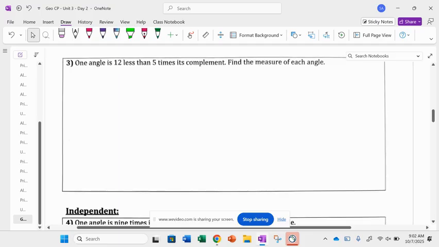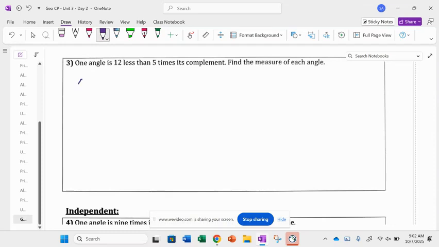All right, one angle is 12 less than 5 times its complement. Find the measure of each angle. So this only says complement. Since it only says complement, do I draw a straight angle or do I draw a right angle? A right angle, perfect. So you draw your right angle. And then after I draw the right angle, I split it into two. Does this say anything about a ratio? No. Since it does not say anything about a ratio, I call one of the angles what? X. And now how do I find what to put for the other angle that's not x? Where do I get that from? The information in the wording.